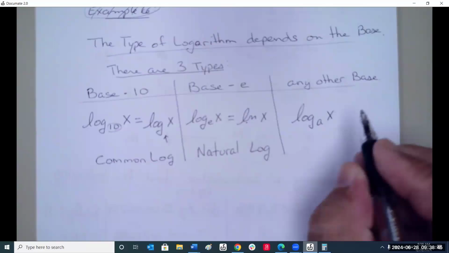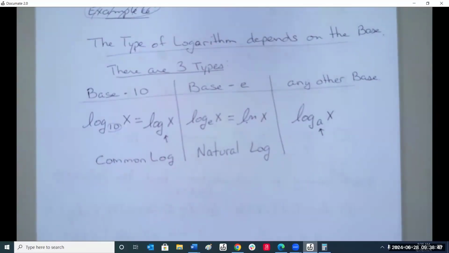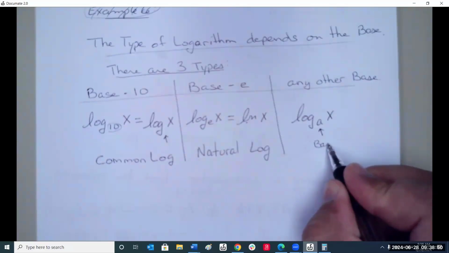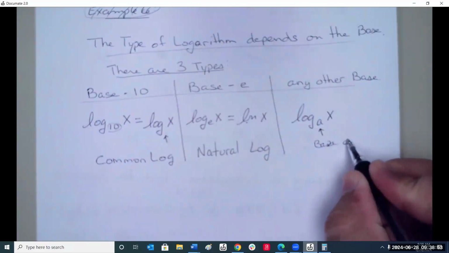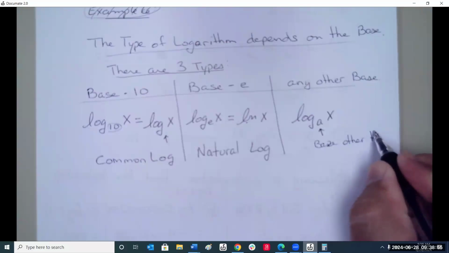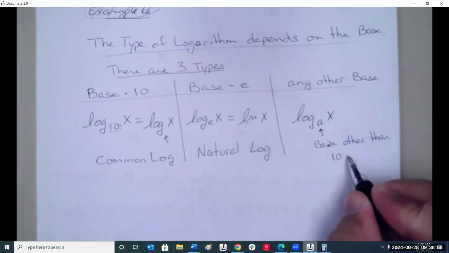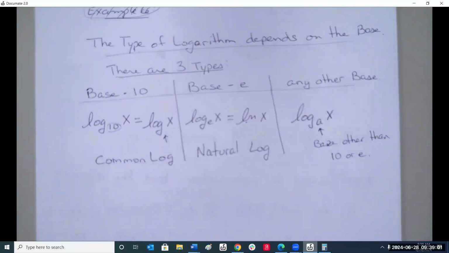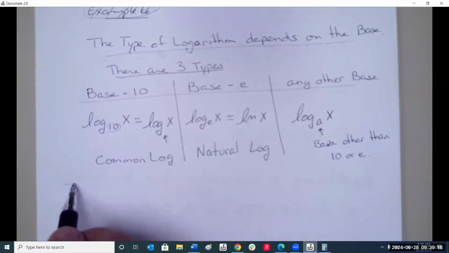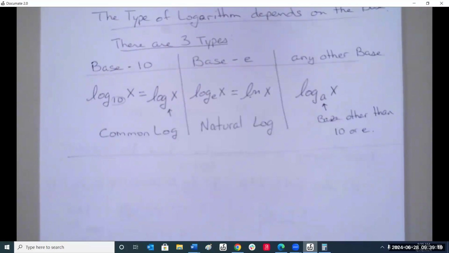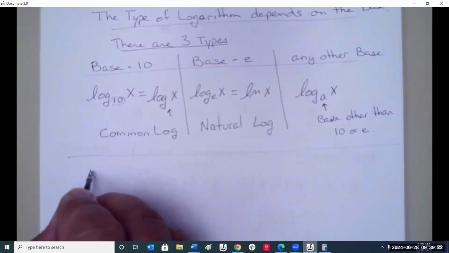And any other base, that base number has to be there. 10, 4, E. All right. So that'll bring us to this example 6.